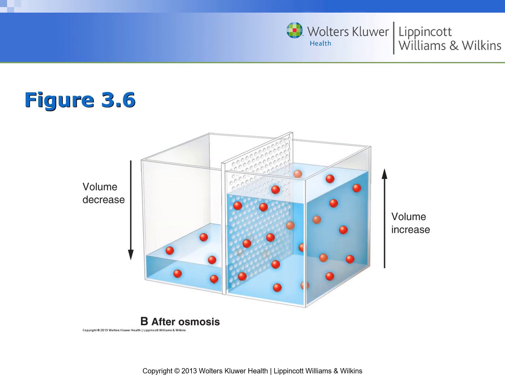Figure 3.6 illustrates what occurs after osmosis. Through osmosis, water has moved across the membrane from the left to the right compartment to balance the concentration of fluids. While the solute concentration is now balanced, the fluid volume of the right compartment has increased.